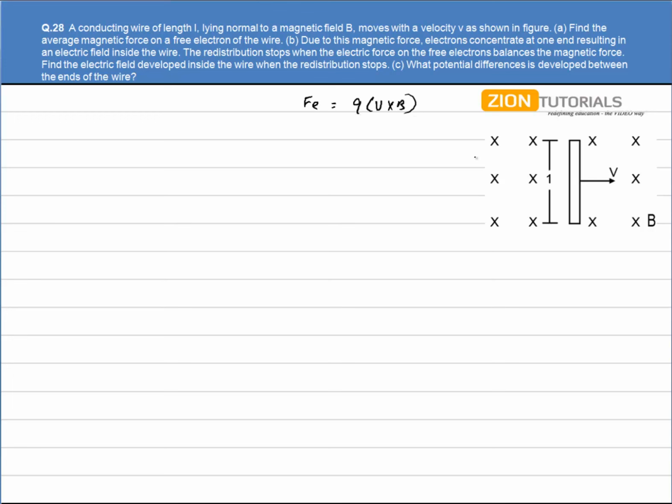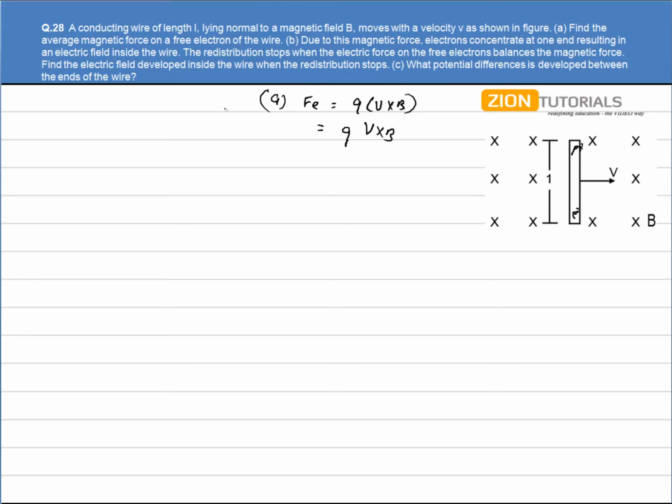So what happens is that electron will move downward, and the proton will be collected upward due to this force, right? So the average magnetic force that will be acting on a free electron of the wire will be given by q, that is the charge of the electron, into v into B.